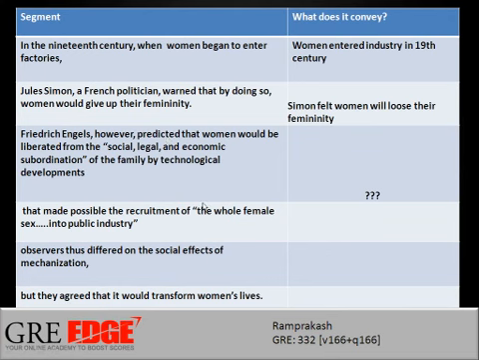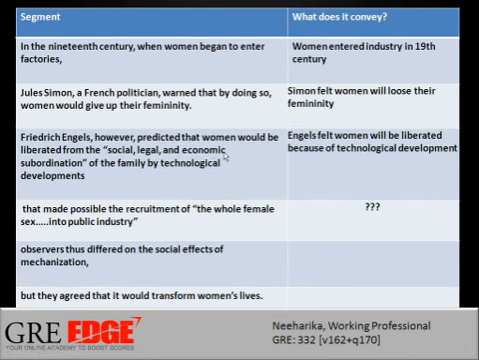So now let's see the third segment. Frederick Engels, however, predicted that women would be liberated from the social, legal, and economic subordination of the family by technological developments. Now, what is this segment trying to convey, guys? Okay, Abhay, Shruti and Mrityunjay have already given their viewpoints. What about the others? Correct. Engels felt women will be liberated because of technological development. Okay. Now let's see the next segment.